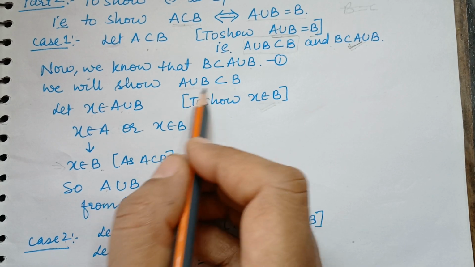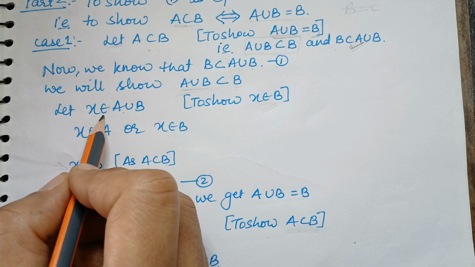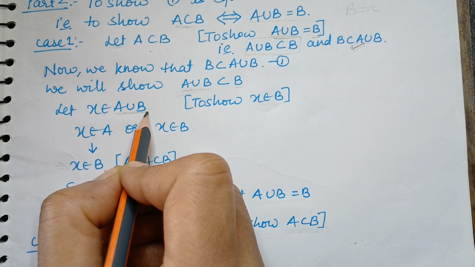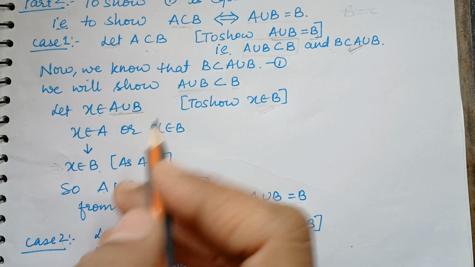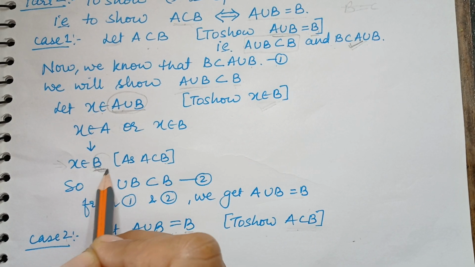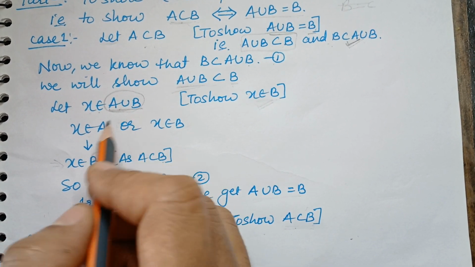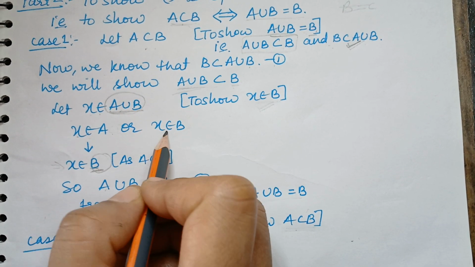Now to show that one set is contained in another set, what will we do? We will consider an arbitrary element belonging to A union B, and we will show that it belongs to the other set also, to B also. Then A union B is contained in B. So let us see how we have shown this. Now x belongs to A union B. What does it mean? X belongs to A or x belongs to B.